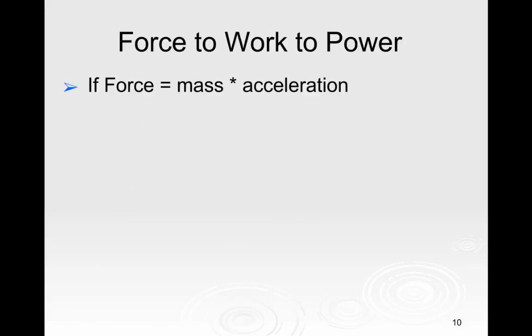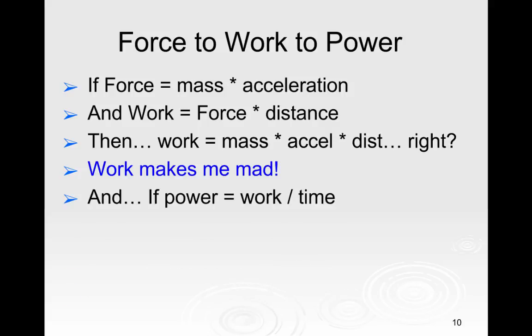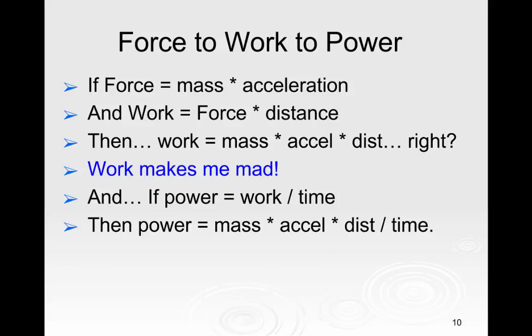So, force to work to power. Force, remember, is mass times acceleration. And work is force times distance. So, technically, work is mass times acceleration times distance, right? The abbreviation would be that work makes me mad: mass, acceleration, and distance. If power is work divided by time, then power is mass times acceleration times distance divided by time. Power makes me mad over time.